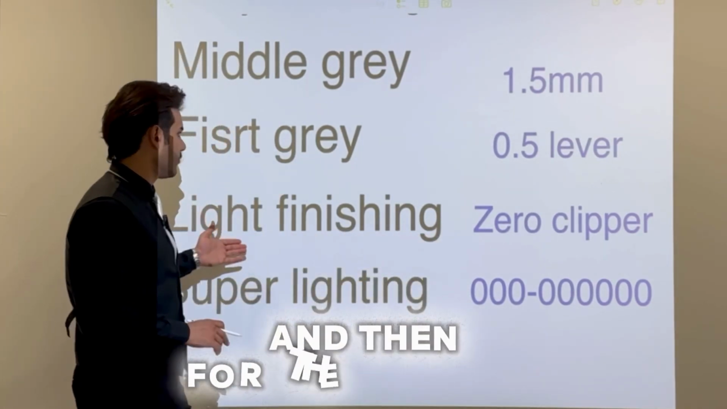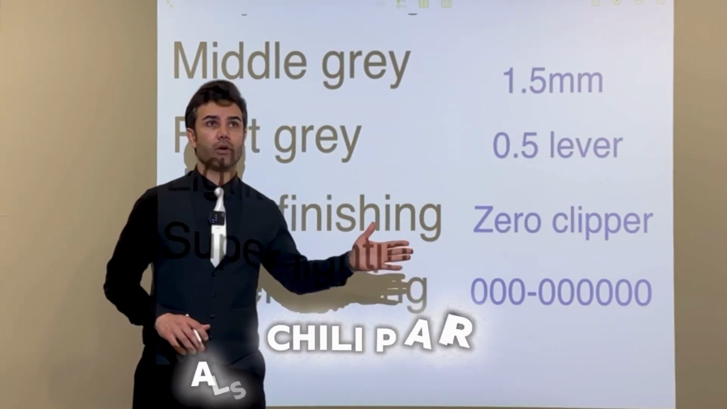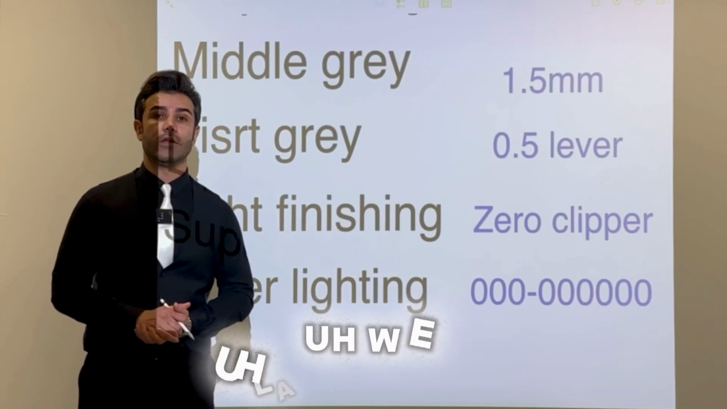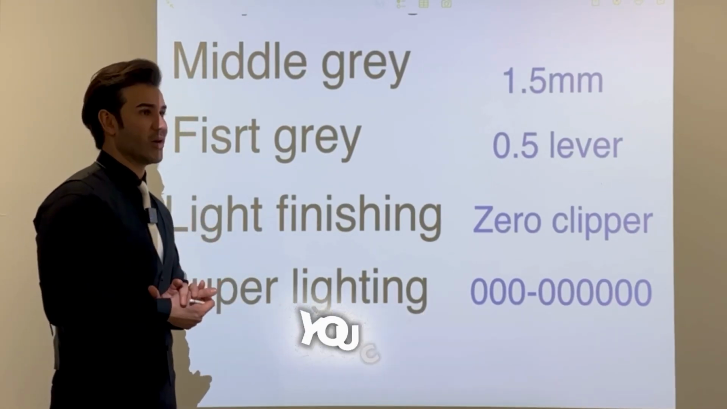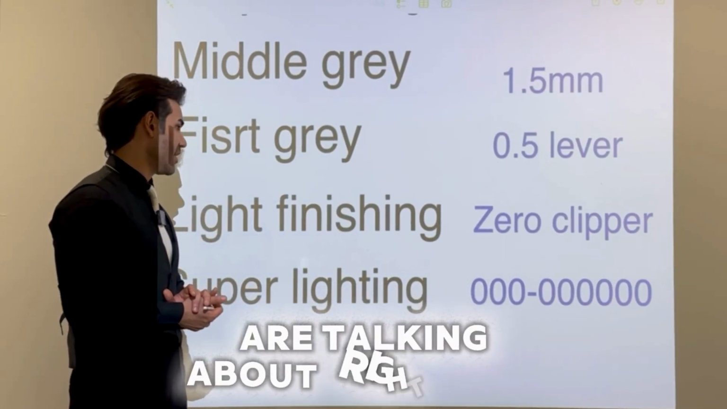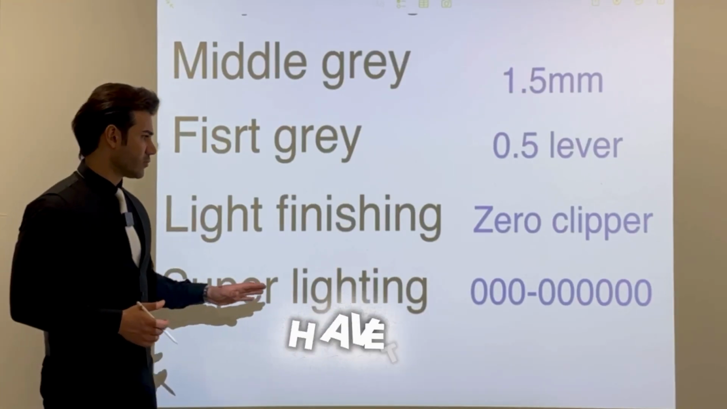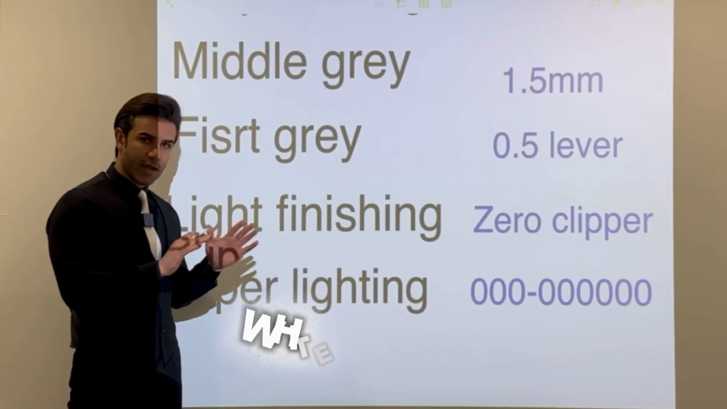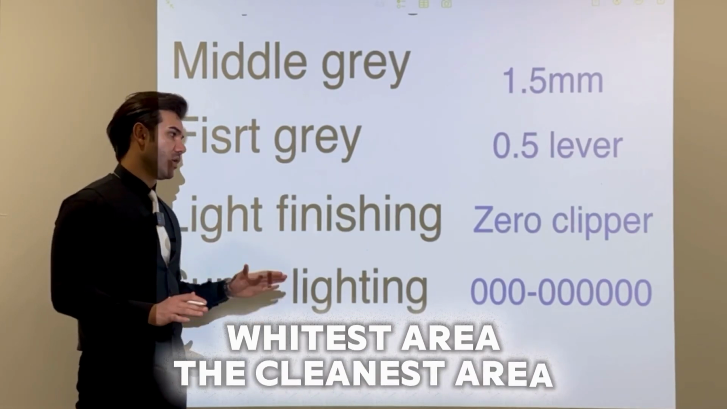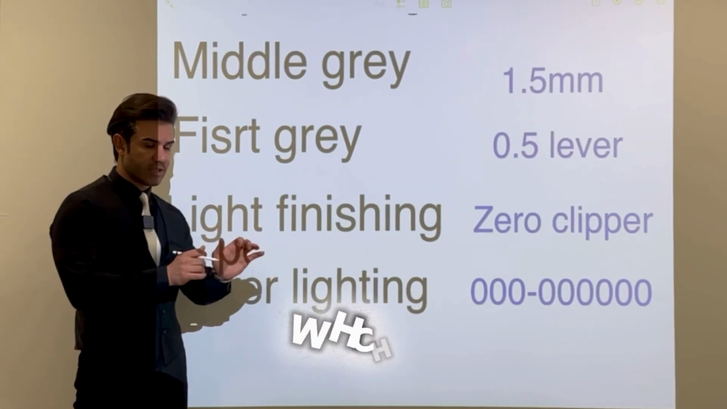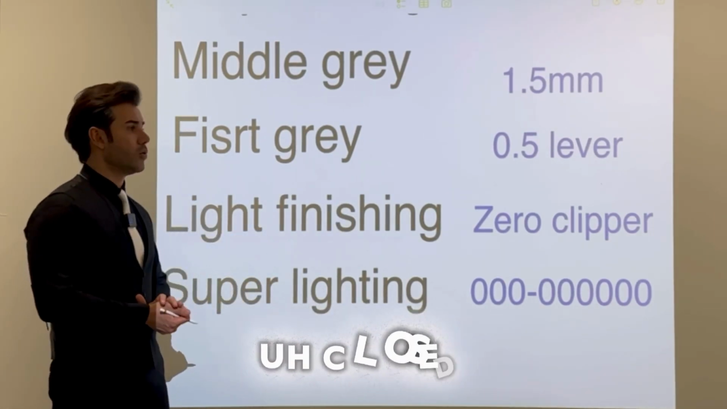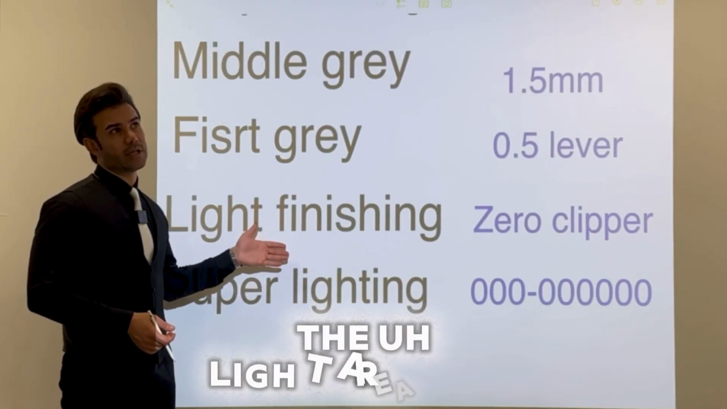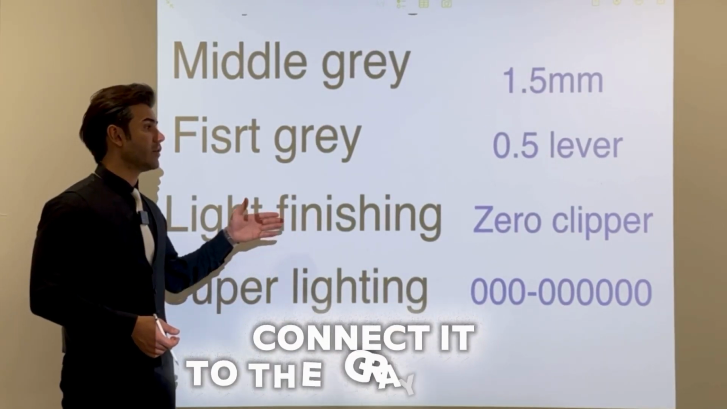And then the 0 clipper is also involved in the finishing of the lighting. Later in this video you can understand what we are talking about right now. But the important thing you have to know: the trimmer and the shaver make the whitest area, the cleanest area. After that, the 0 clipper, with the lever closed, can help to finish the light area and connect it to the gray area.